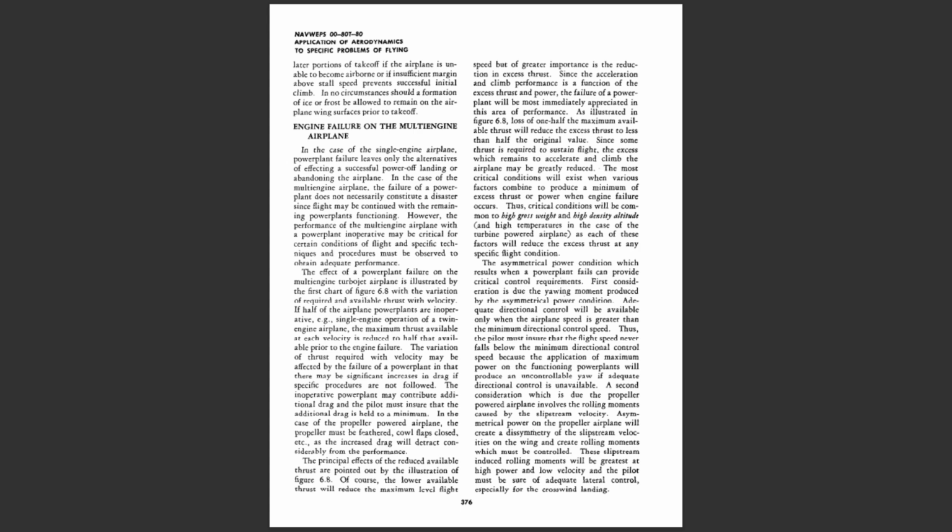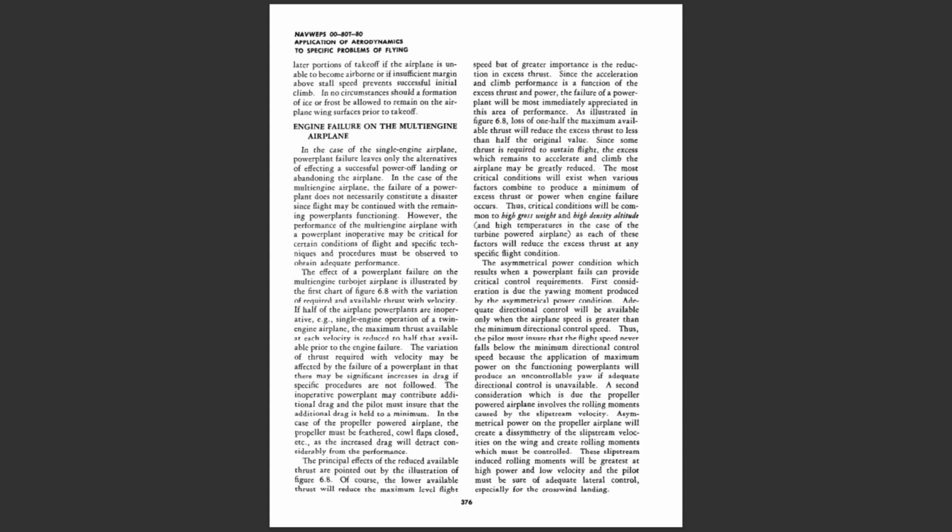The effect of a power plant failure on the multi-engine turbojet airplane is illustrated by the first chart of figure 6.8, with the variation of required and available thrust with velocity. If half of the airplane power plants are inoperative, e.g., single-engine operation of a twin-engine airplane, the maximum thrust available at each velocity is reduced to half that available prior to the engine failure. The variation of thrust required with velocity may be affected by the failure of a power plant in that there may be significant increases in drag if specific procedures are not followed.